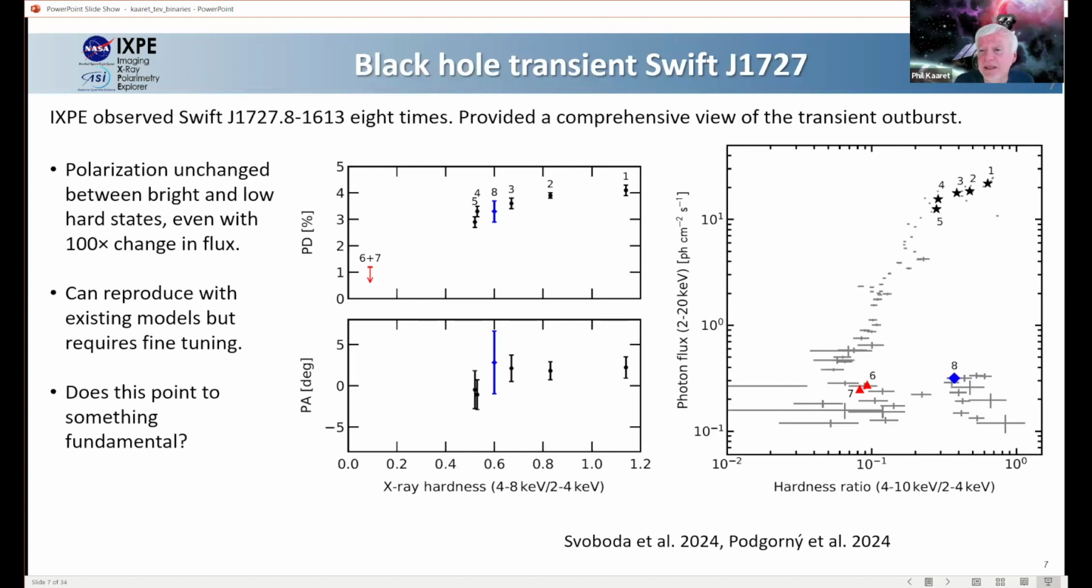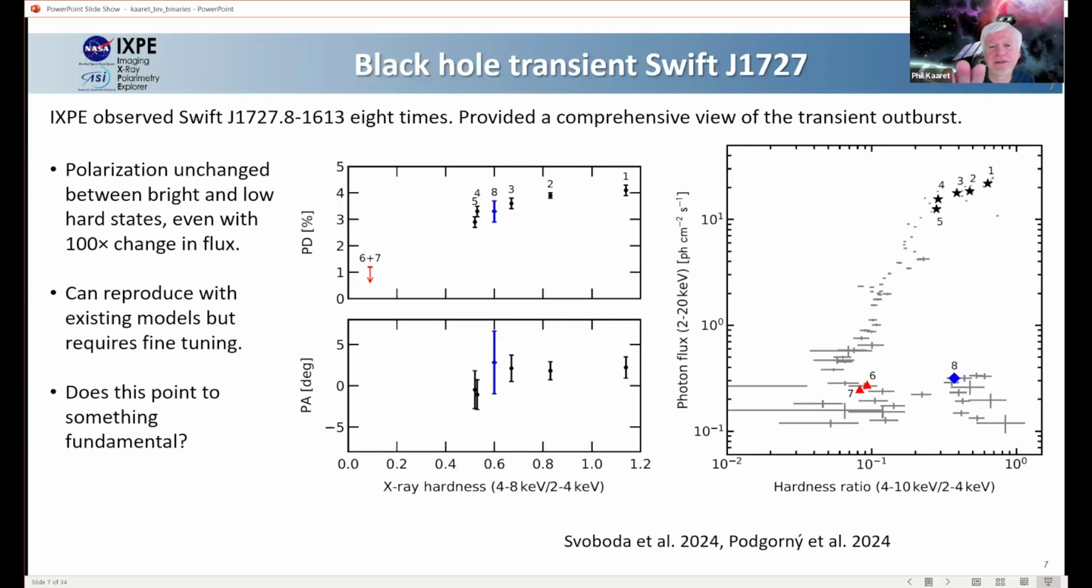And you can see how the source evolved on the standard Q diagram. We didn't catch the rising hard phase. We caught it when it was quite bright in the hard phase. It decayed down towards the hard intermediate phases. Observations 6 and 7 are in a soft phase. Unfortunately, the source was not visible with IXPE when it was in the bright soft phase, and then it evolved back over to the dim hard phase in observation 8.